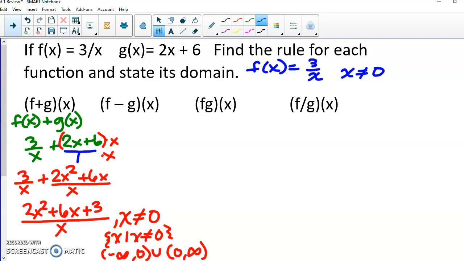Please note that this fraction is as simplified as that will get, so I'm not going to try to simplify that anymore. Since I already found my common denominator in my first example, I'm going to set this second one up right away, where I've got 3 over x minus 2x squared plus 6 all over x.